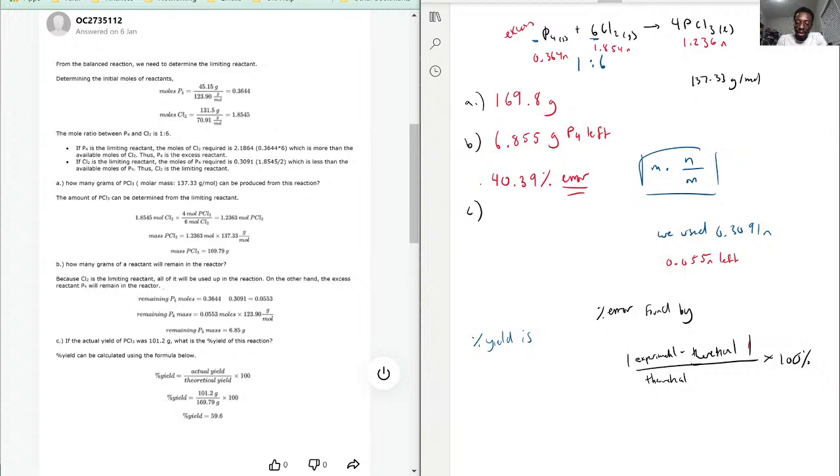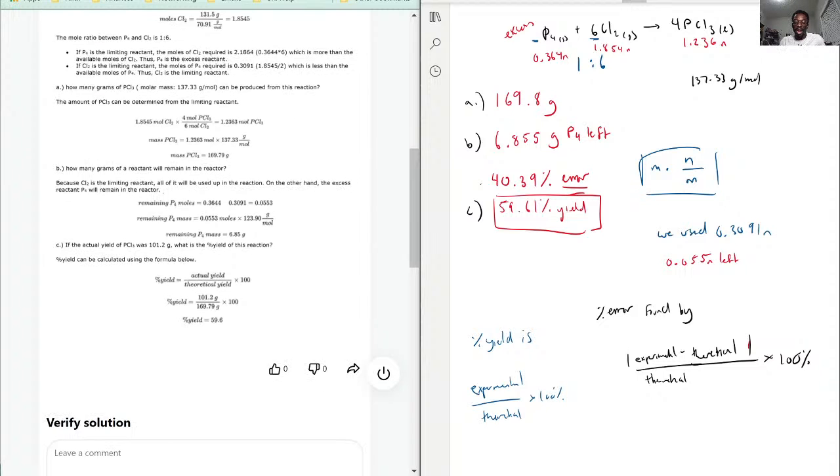But percent yield, which I'm going to put in blue here, is, as they said, just experimental over theoretical times 100%. So it's just face value right there. Experimental over theoretical times 100. So we have, just how they said, we got 101.2 divided by 1.69. Our percent yield is going to be 59.61% yield. So there you have it. And now our answers match.